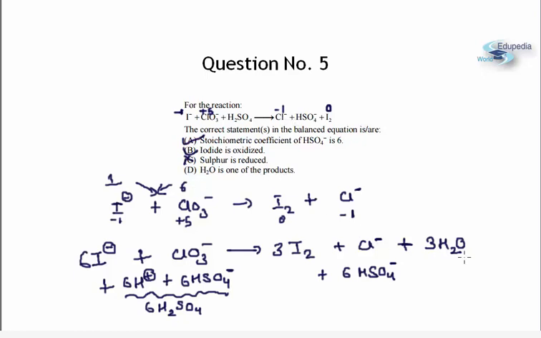H2O is one of the products. Definitely you can see we are getting 3 H2O on the product side. So obviously D is also correct. So the correct answers are A, B and D.